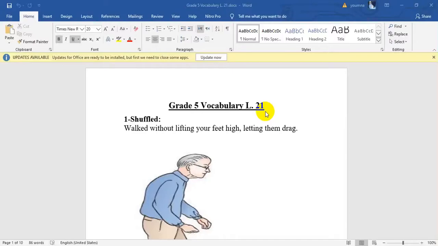Hello, grade 5. Today we are going to practice the vocabulary of lesson 21. Today is 17th of May 2020. Let's have our 10 words.